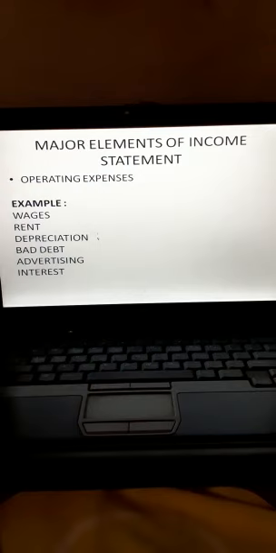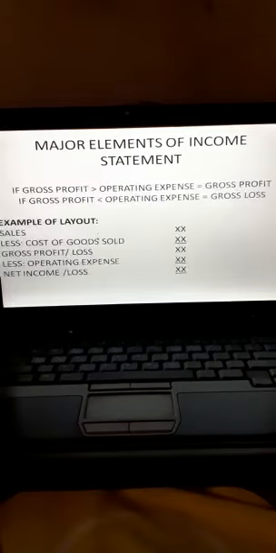So here you can see some examples: wages expense, rent expense, depreciation expense, bad debt expense, advertising expense, and interest expense. The last part which I am going to discuss here is net income.